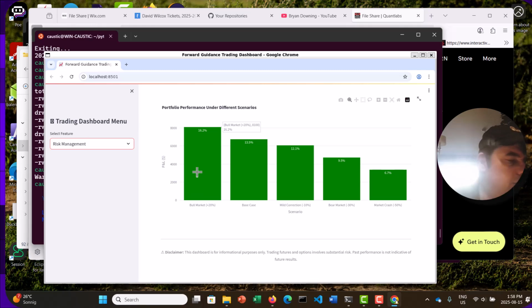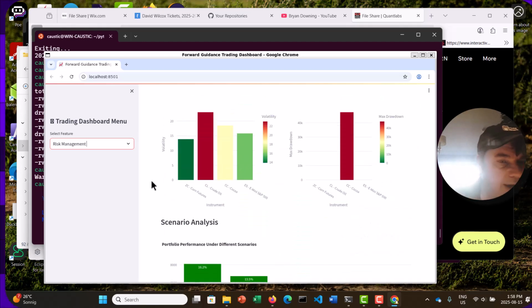But our best case scenario on a bull market, if the bull market continues the way it's going, we could earn 16.2%, and the lowest we'll make is 6.7%. That's really good to have.